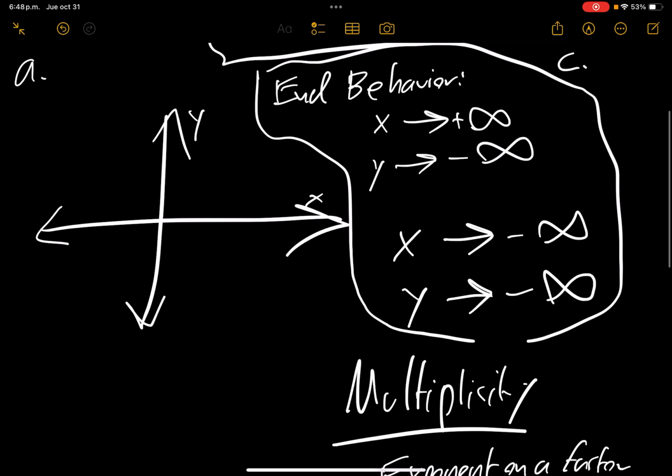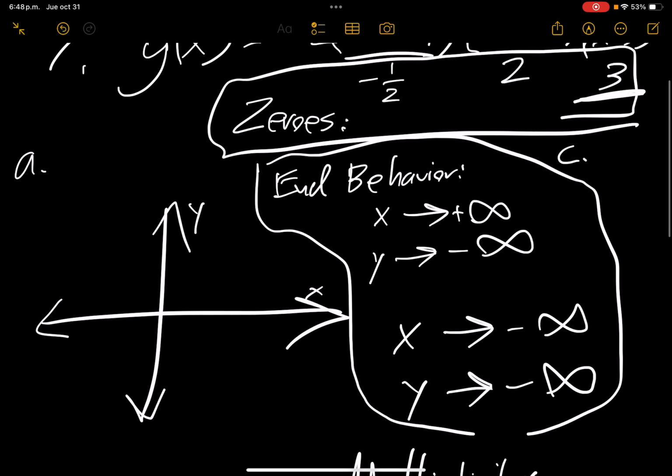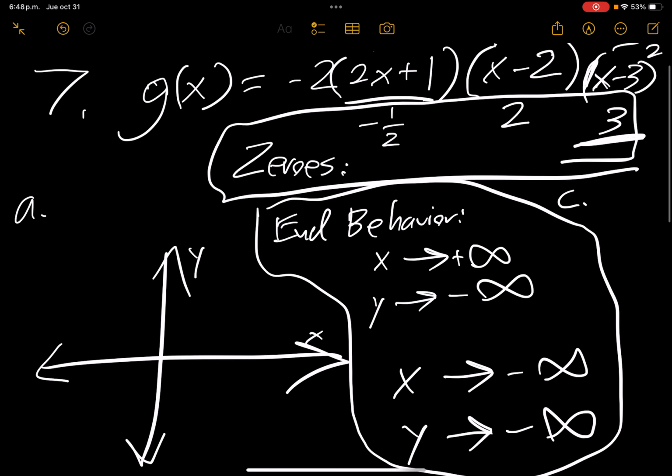So the other ones we know are going to go through, and we use this knowledge to sketch the graph. So we start with the zeros. There's a 0 at -1/2, right? Let's say this is -1. Bam, there's a 0 right there. Then 2: 1, 2. Bam, there's a 0 right there. Then 3: 1, 2, 3. Bam, there's a 0 right there.